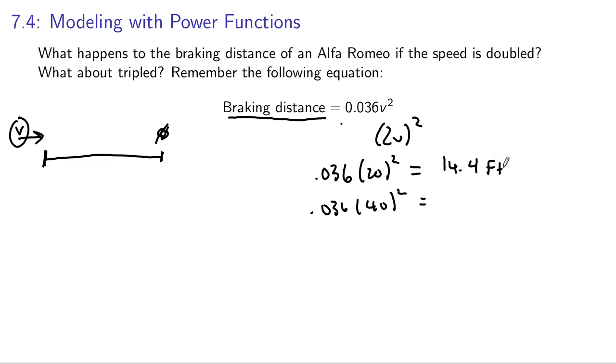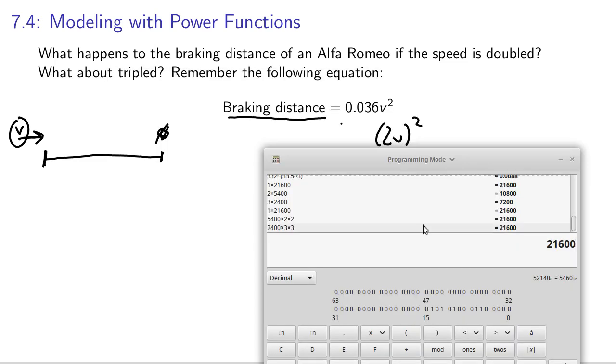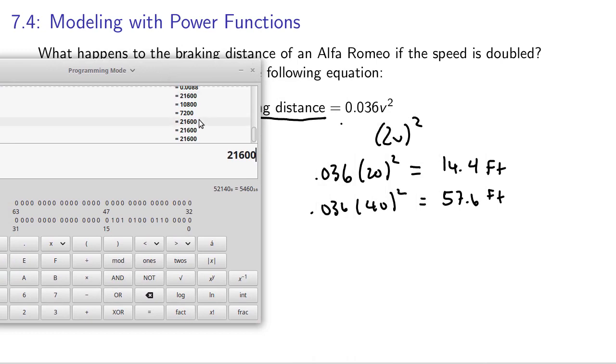If we had a speed of 40 miles an hour, the braking distance would be 57.6 feet. So it's more than double. We doubled the speed, but the braking distance more than doubled. Let's think about what factor it increased by. If we divide them, we can find the factor. 57.6 divided by 14.4 is a factor of 4.